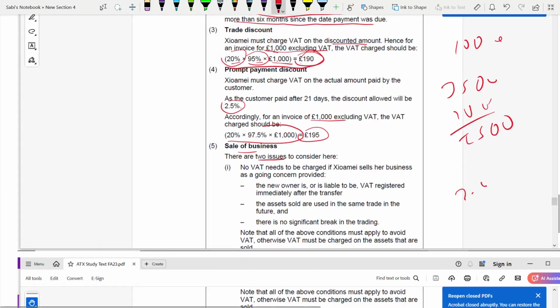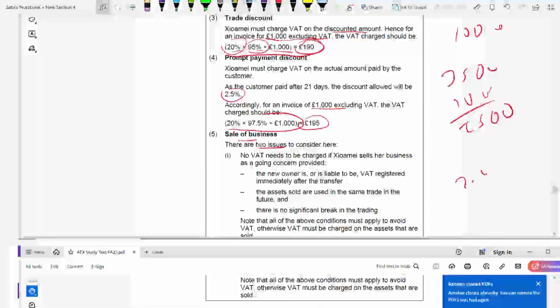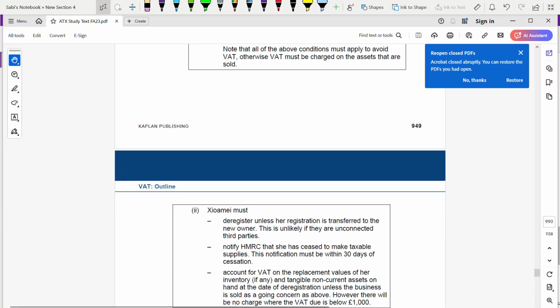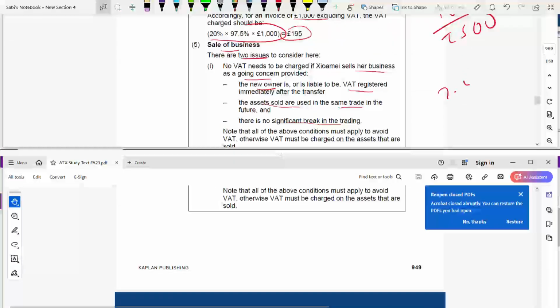First issue, no VAT if they sell her business as a going concern. Okay, that means the new owner is liable and becomes a VAT registered now. Assets sold are used in the same trade after the transfer and no significant break in trading. That means it is as a going concern. So if these conditions apply, there will be no VAT.